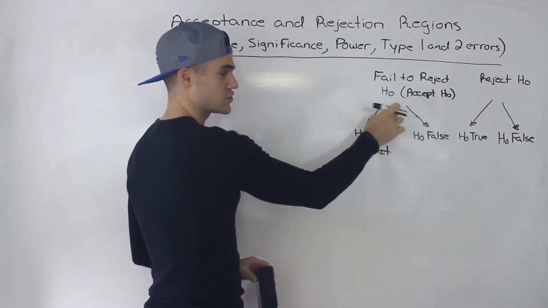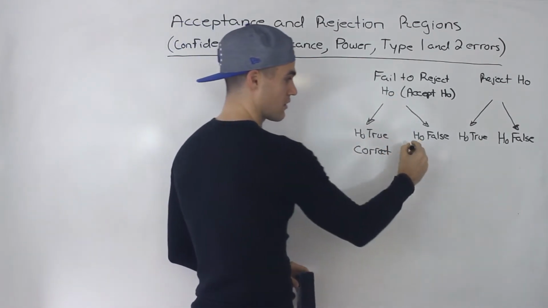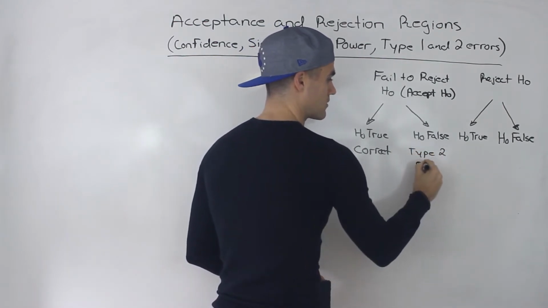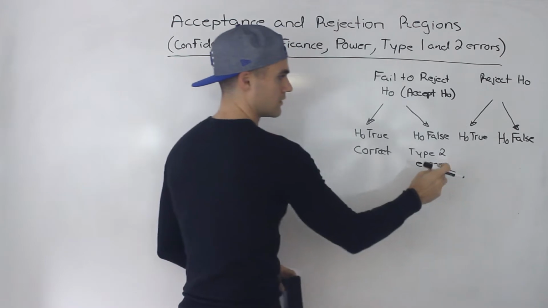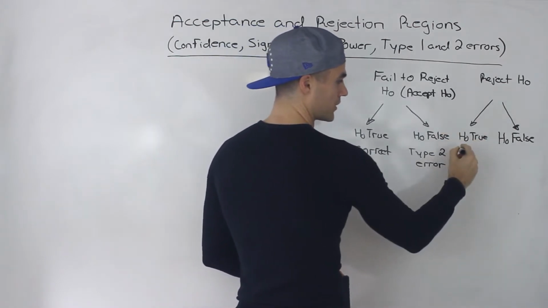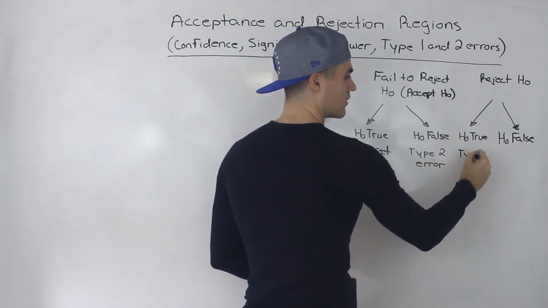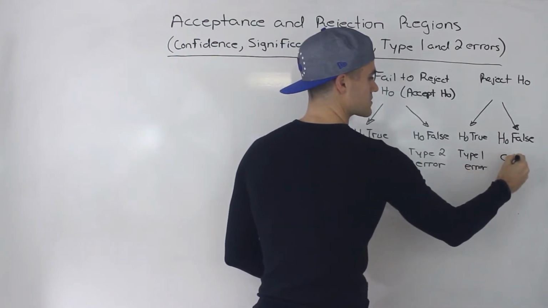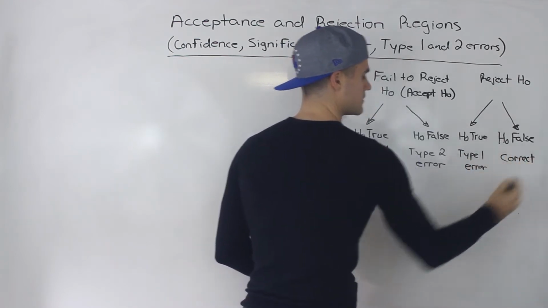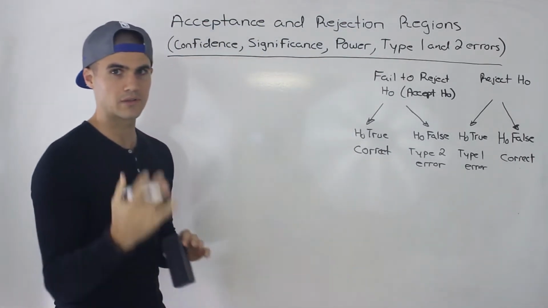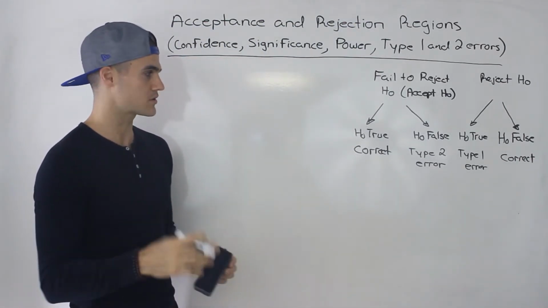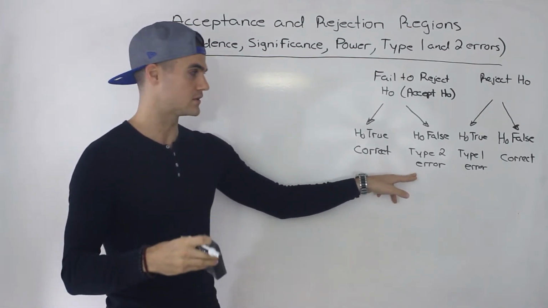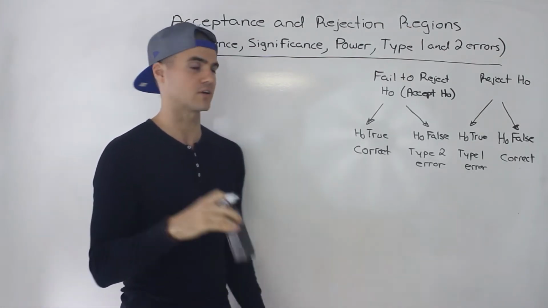If we fail to reject it but it's false, then that was a type 2 error. Here, if we reject the null but it's true, that was a type 1 error. And then over here, this was a correct decision. And we kind of related it to how court works. So a type 2 error, that's like a wrongful acquittal. Type 1 error, that was like a wrongful conviction.